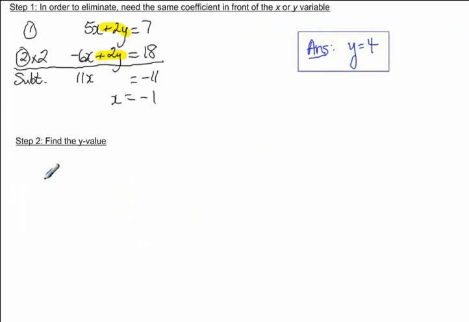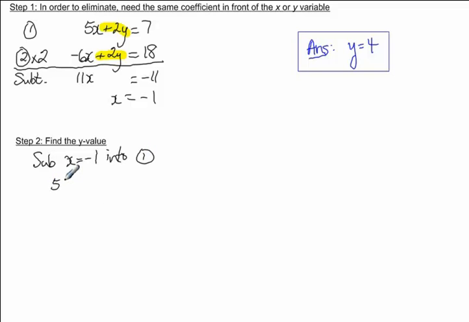The solution to your problem is shown in the blue box. I'm now going to move on to step 2. In step 1 I found the x value of this point of intersection, and now in step 2 I need to find the y value. In order to do that, I need to sub x = -1 into either of the original equations. I'm going to choose equation 1, so I'm going to sub x = -1 into 1.